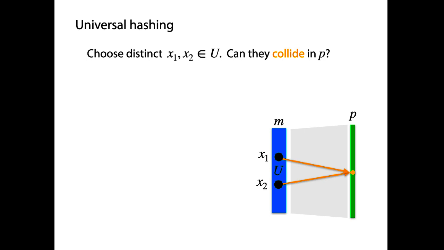So imagine this. Let's say we choose a distinct x1 and x2, right? This is the case we most want to consider because the universality property applies to how often we have a collision between two distinct keys, right? So let's say we chose two distinct keys from the universe. Let's ask, can they collide in P? Do they ever collide in P?